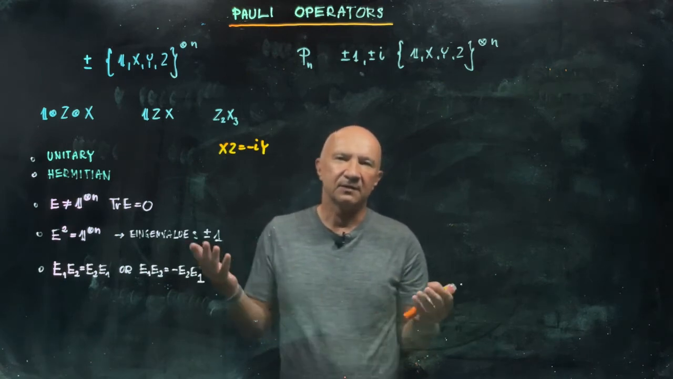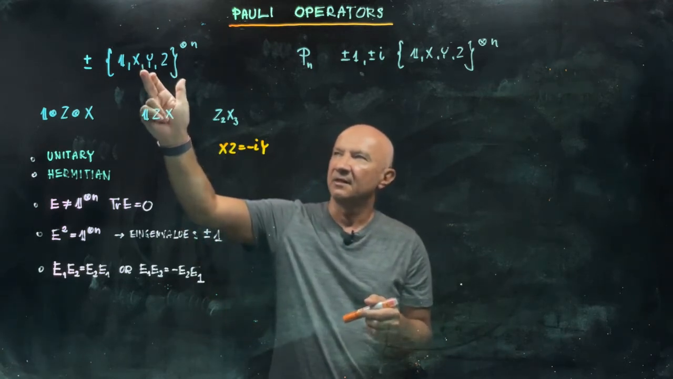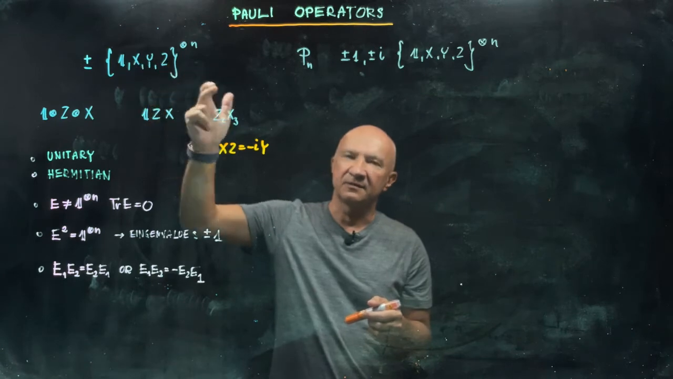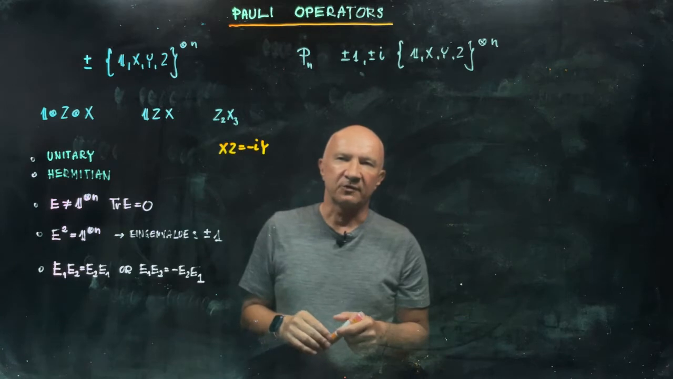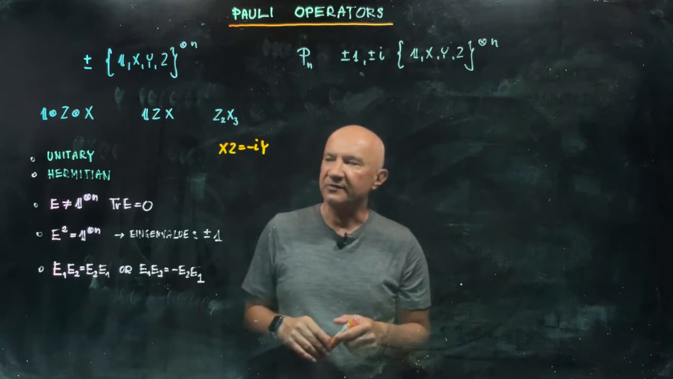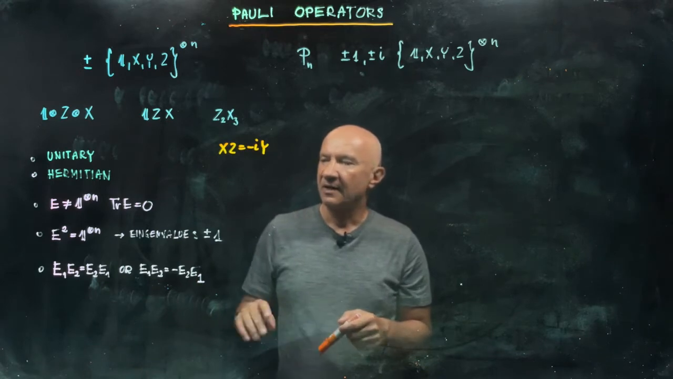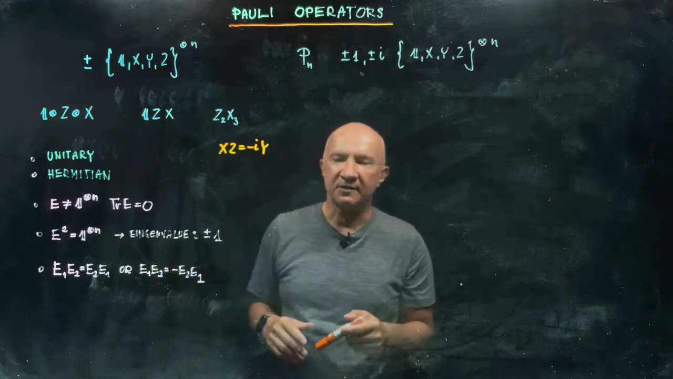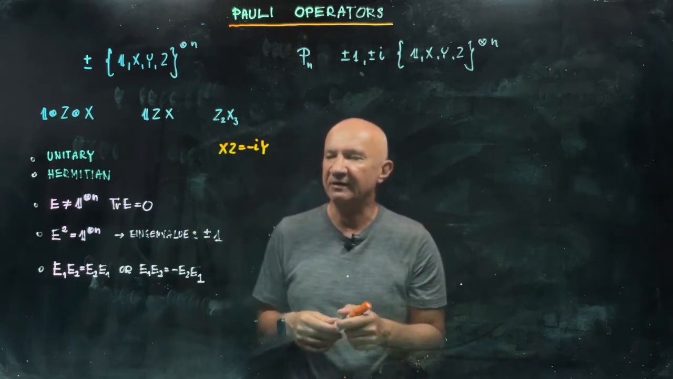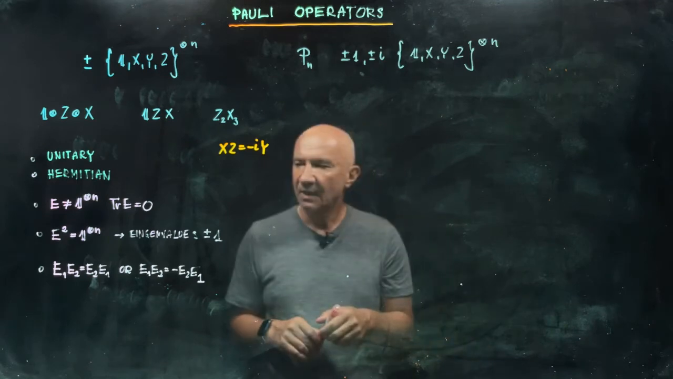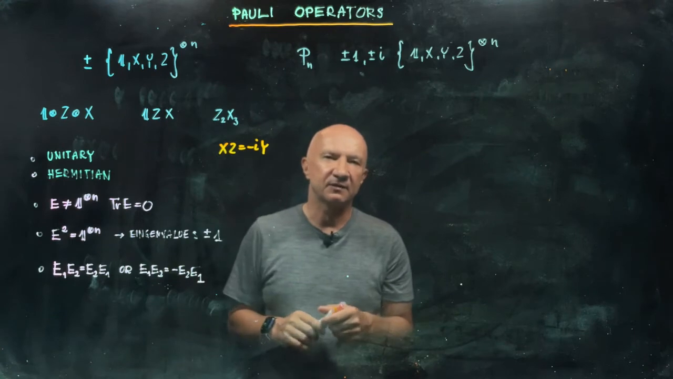Why? Well, it is a tensor product of Pauli matrices. We know that the trace of any Pauli matrix except the identity is equal to 0. We also know that the trace of a tensor product is a product of traces. So clearly, the trace of any Pauli operator is equal to 0. Now, Pauli operators square to the identity. So that means that there are only 2 possible eigenvalues, which are plus 1 and minus 1. These 2 properties are actually quite important for us.